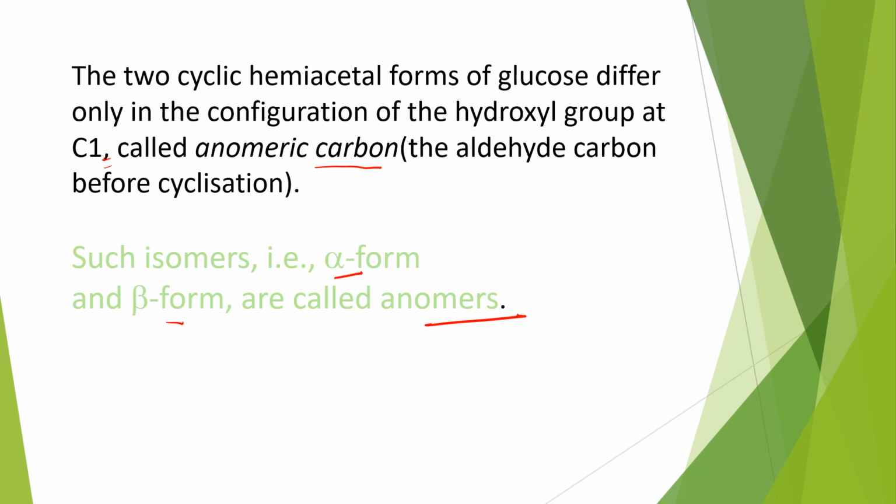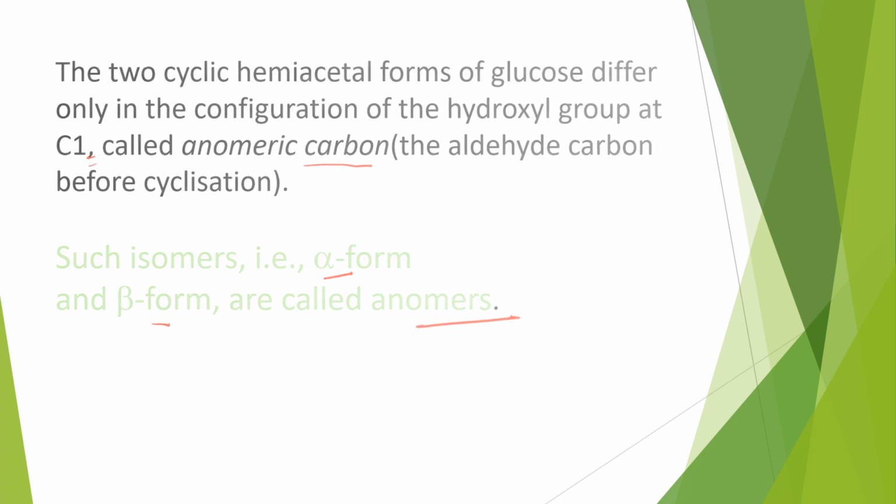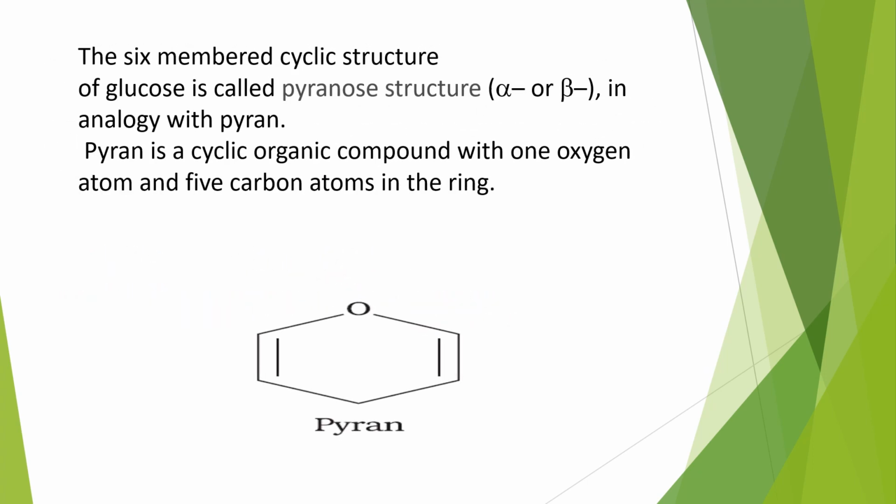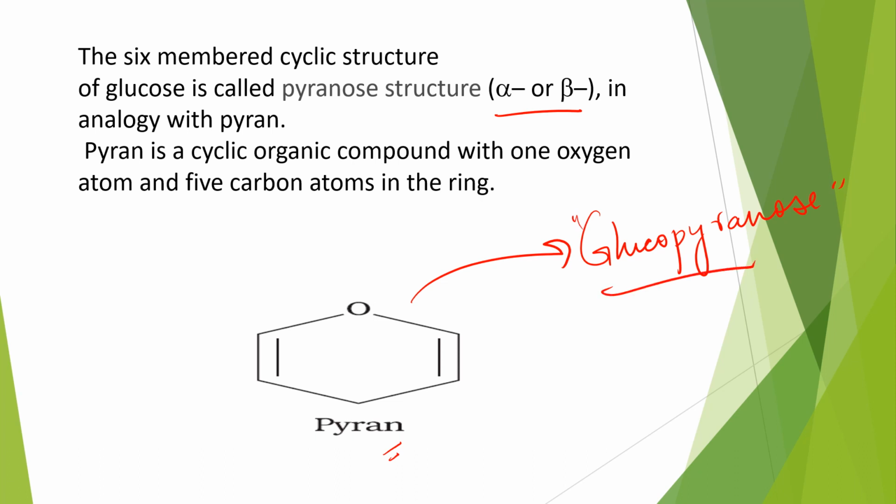Now next we have to see one more structure of glucose, that is the ring structure. For the ring structure we have to take a reference ring, that is pyran. So the six-membered cyclic structure of glucose is called pyranose, alpha or beta, in analogy with pyran. This is the pyran structure. Pyran is a cyclic organic compound with one oxygen atom and five carbon atoms in the ring. Now we have to use this molecule and write the glucopyranose structure. How we will write, you will see in the next slide.